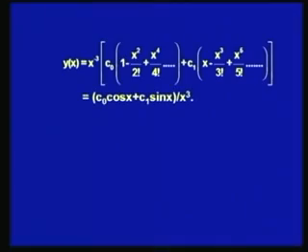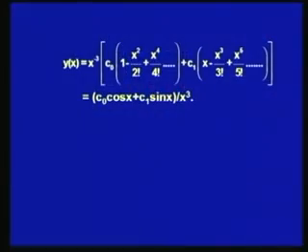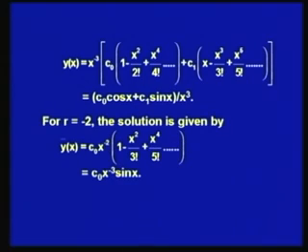Now we know the Maclaurin series expansions of sin x and cos x. We know that sin x is x minus x cube by 3 factorial plus x to the power 5 by 5 factorial and so on, and the Maclaurin series expansion for cos x is 1 minus x square by 2 factorial plus x to the power 4 by 4 factorial and so on. So when we make use of that, we will have the value of y of x as C0 into cos x plus C1 into sin x, over x cube.